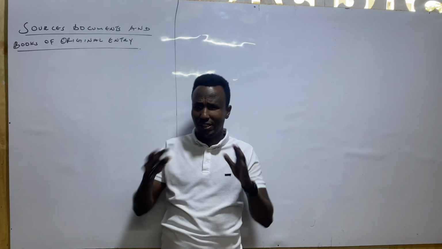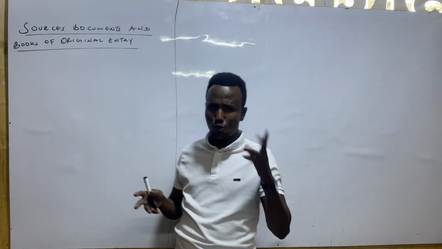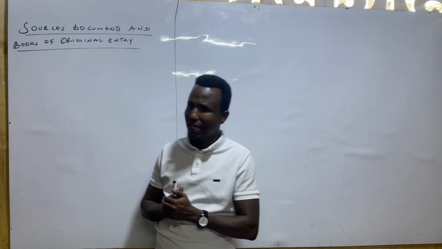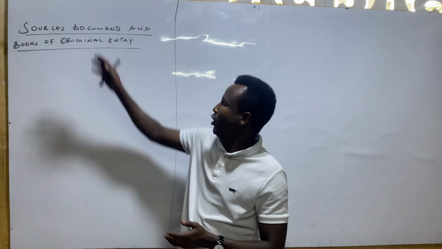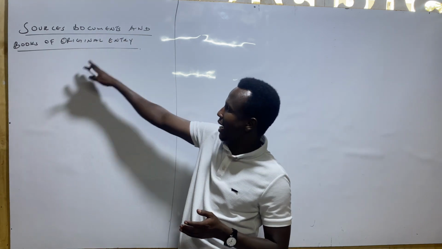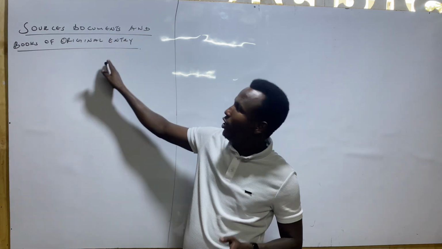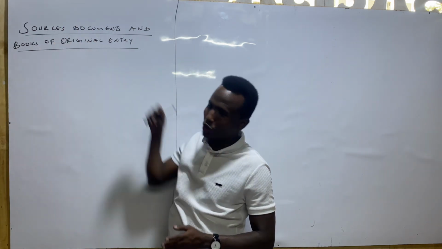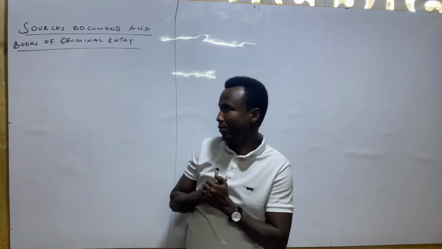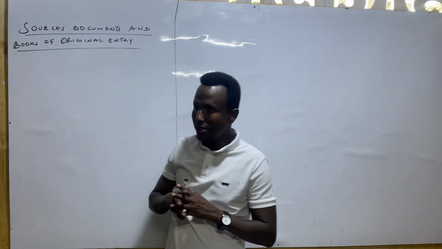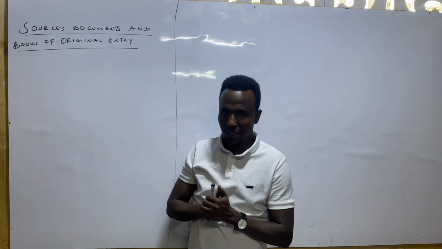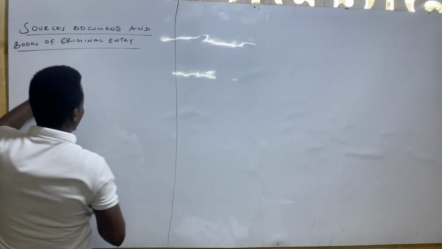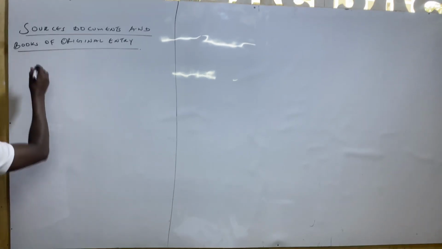Basically, we're going to talk about different types of businesses, the likes of sole trader, partnership, manufacturing accounting, company accounting, all those things, yeah? But before we go into that, we need to know the source documents and books of original entry. Why are we saying source documents and books of original entry? Because they have a relationship. When you know source documents, is when you can prepare books of original entry. So now I will start with this one, source documents.